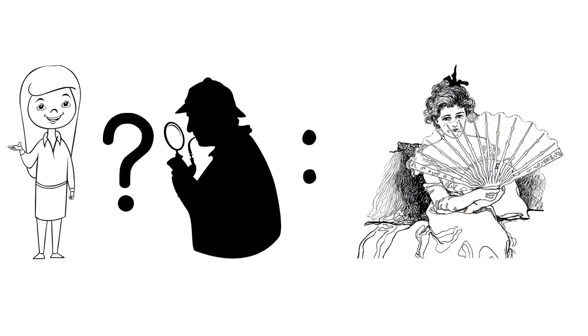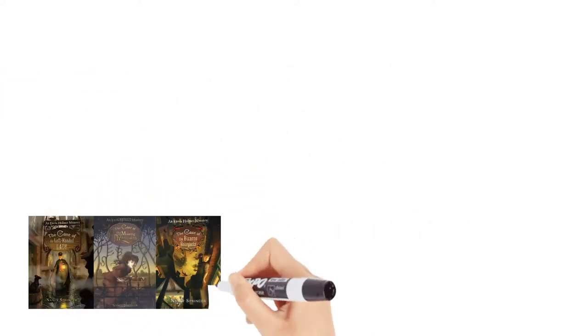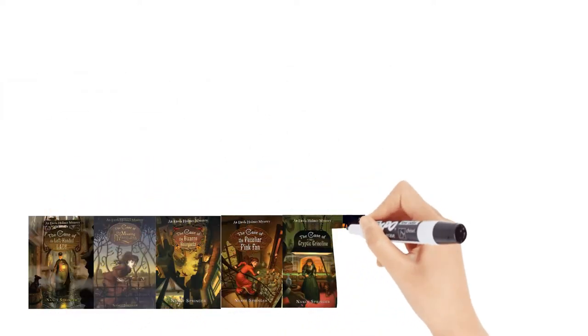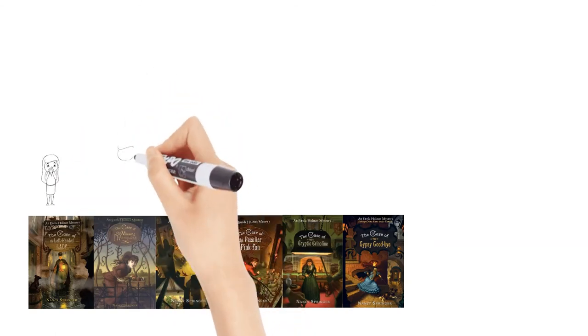Enola also has to avoid her brothers while solving these cases, since she is worried that they expect her to be a prim and a proper lady. Enola grows as a character, and to a lesser extent Sherlock and Mycroft too, from the first book to the last one. Initially, she is unsure of herself.